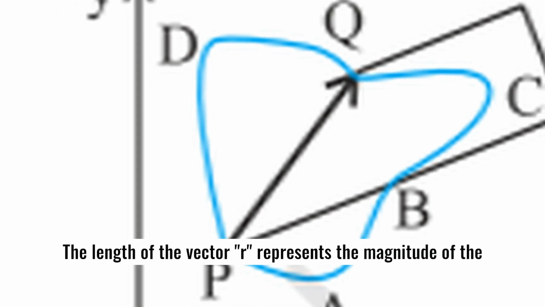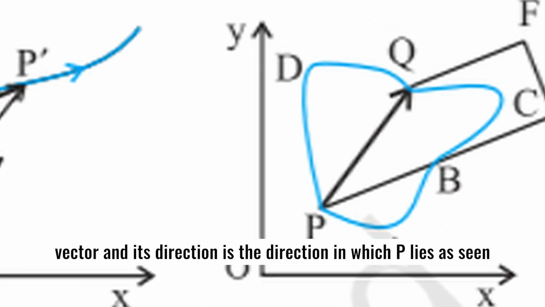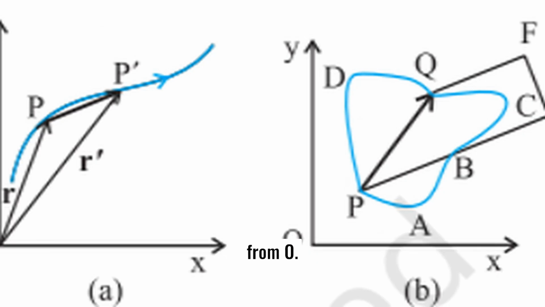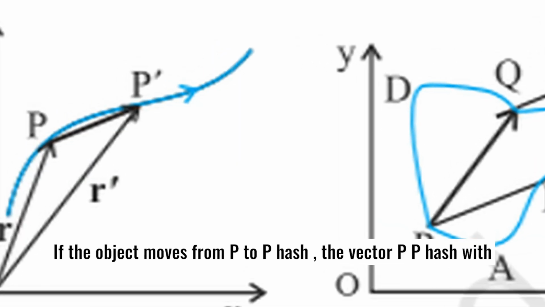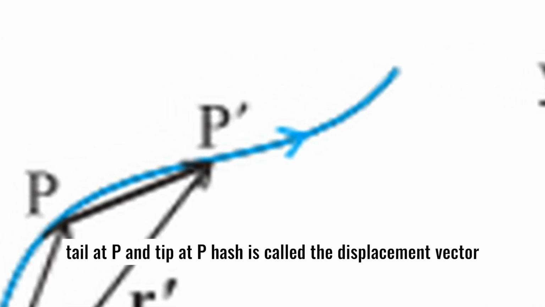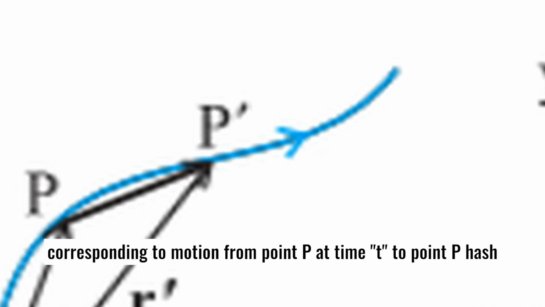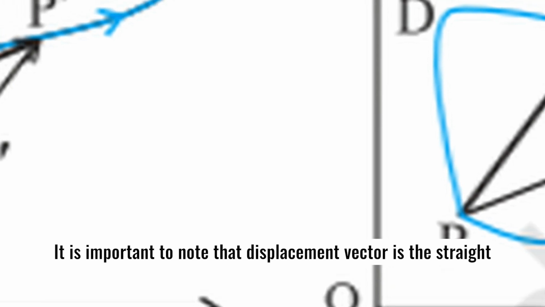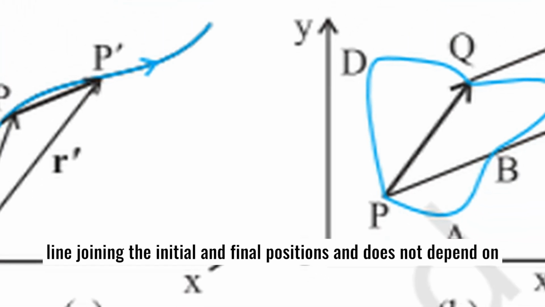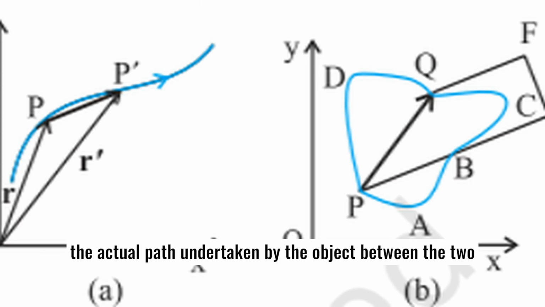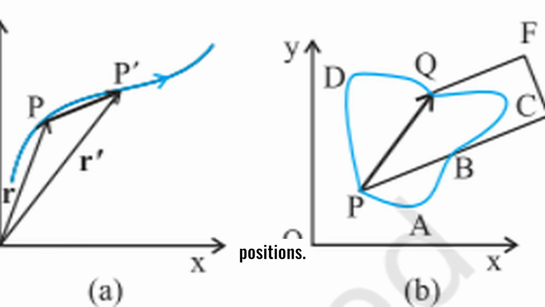The length of the vector R represents the magnitude of the vector, and its direction is the direction in which P lies as seen from O. If the object moves from P to P hash, the vector PP hash with tail at P and tip at P hash is called the displacement vector corresponding to motion from point P at time t to point P hash at time t hash. It is important to note that displacement vector is the straight line joining the initial and final positions and does not depend on the actual path undertaken by the object between the two positions.